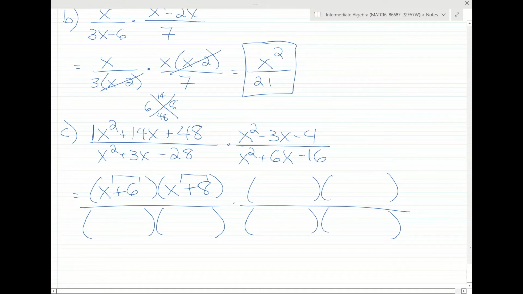For the second one, numbers that multiply to be negative 28 and add up to be 3. What's that? Negative 28. So what would that be? You have 28. 14 and 2 wouldn't do it.